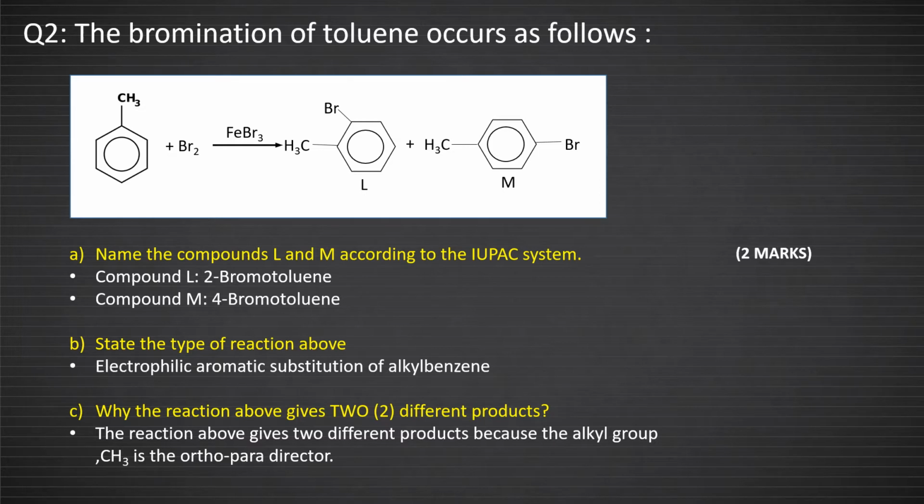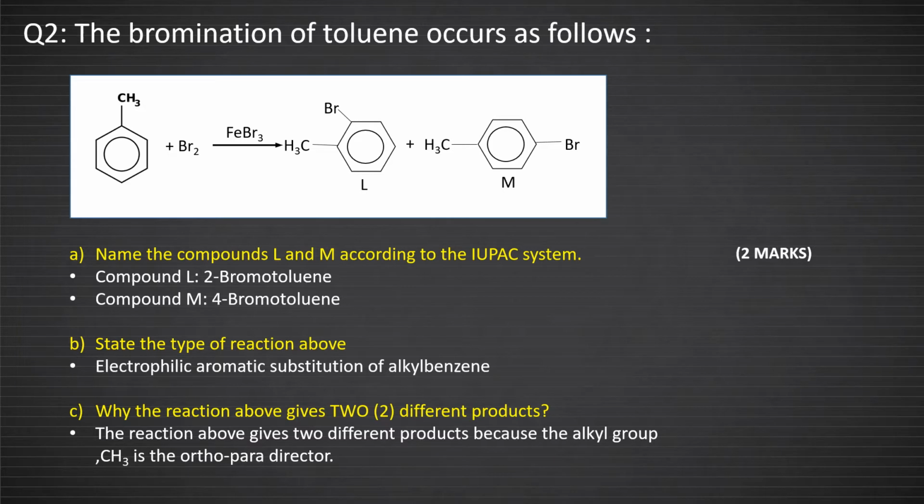As we can see over there, the parent is toluene. So we have to start numbering from the methyl. Put number 1 at the methyl and bromo is at number 2. So the name will be 2-bromotoluene.